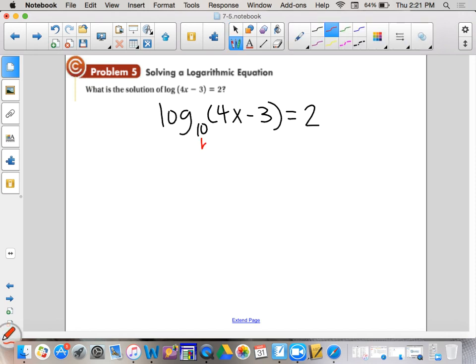Now I'm going to label it B, X, and Y. You need to understand that this whole thing right here is X. All of that is X, because it's in parentheses, we're going to keep it together. That's Y, sorry. This is going to be 10 raised to the 2 equals 4x - 3. What's 10 raised to 2?